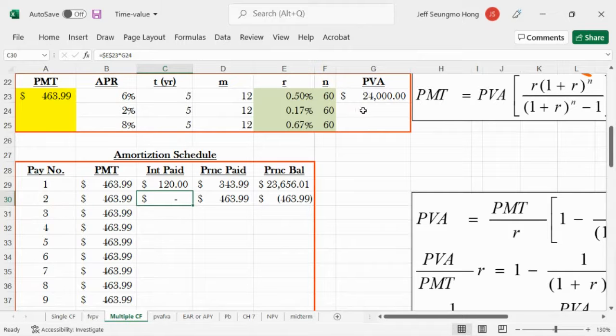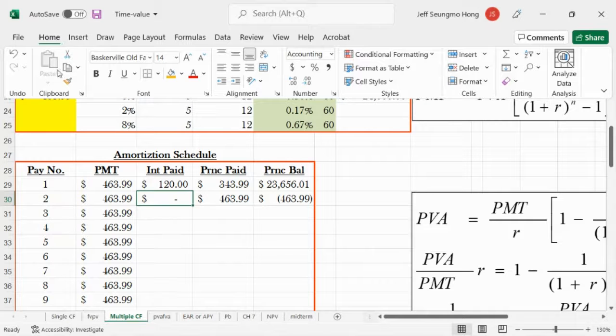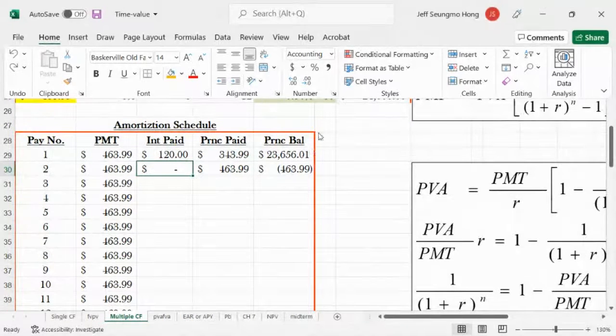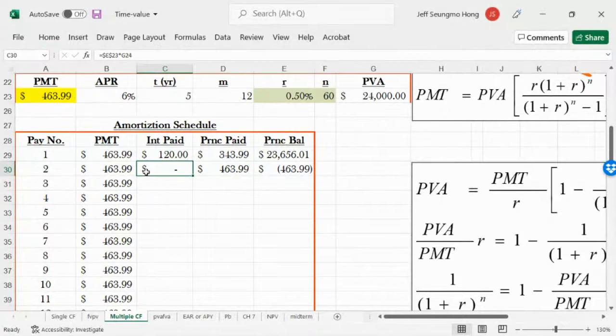So I hid it. And there's nothing in G24, G25, and nothing below G23. So we cannot leave it like that. We need to make adjustment, right? So basically, it's 0.5%. And then the principal balance, think about it. At the beginning of month 2, principal balance at the beginning of the month 2 is the same thing as the principal balance at the end of month 1. Isn't that right?